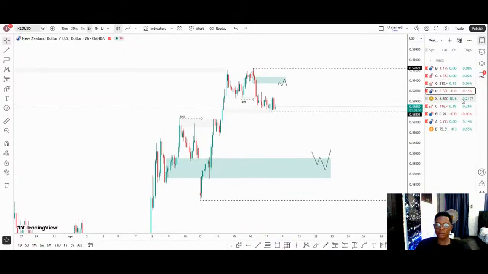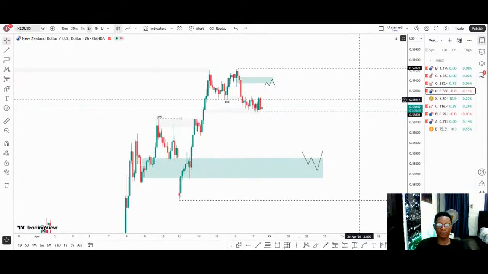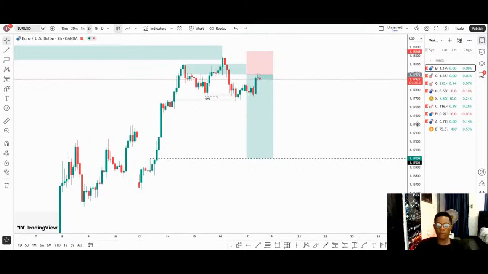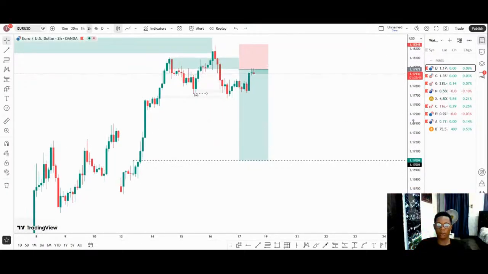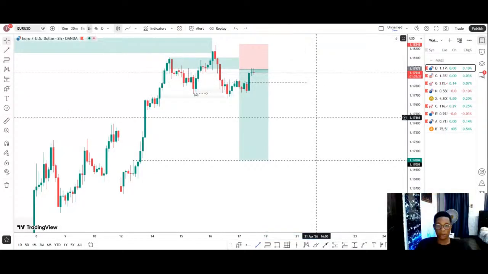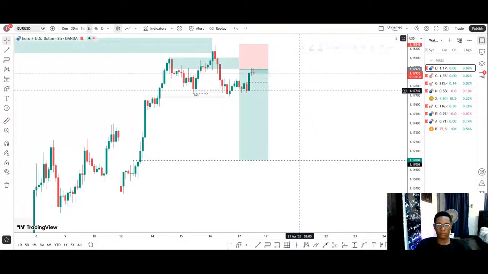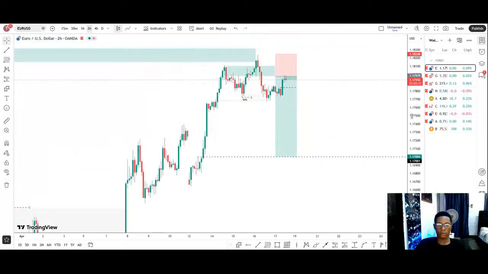So guys, this is it. Let's see what this market will play out. But let's pay attention to EU. Let's see if EU will pay us. This is a very significant level here. This level here. Anyways, guys, let's see.